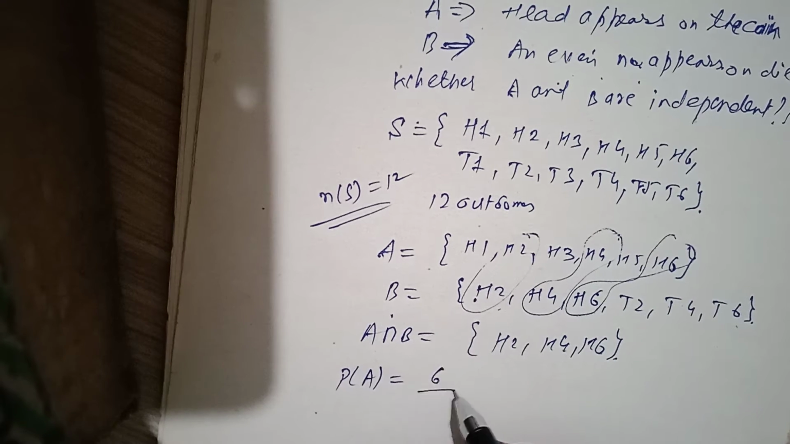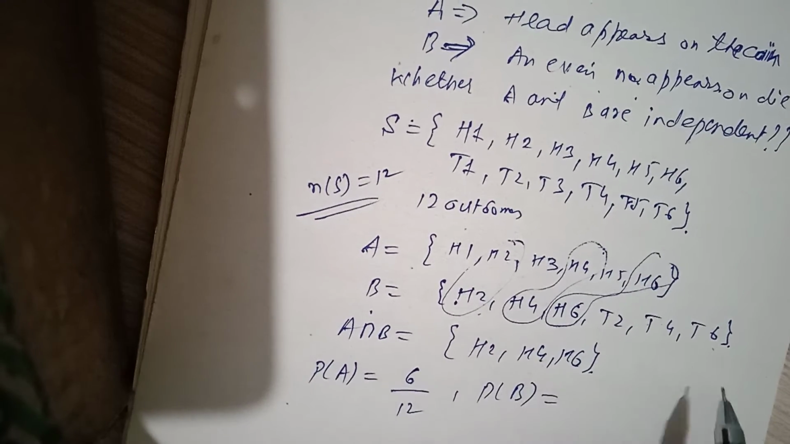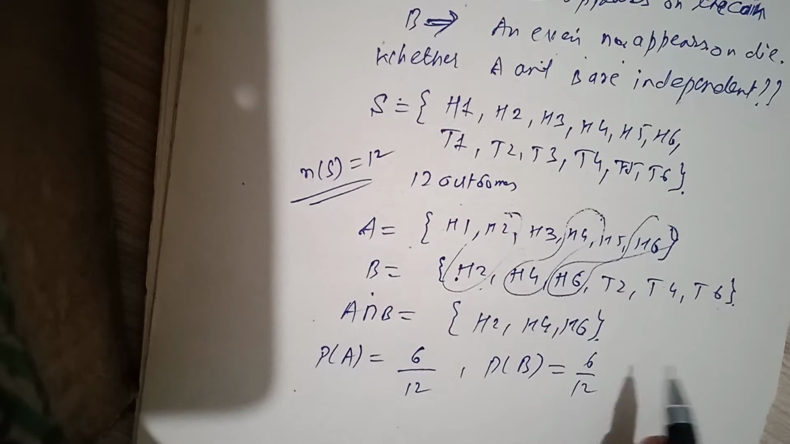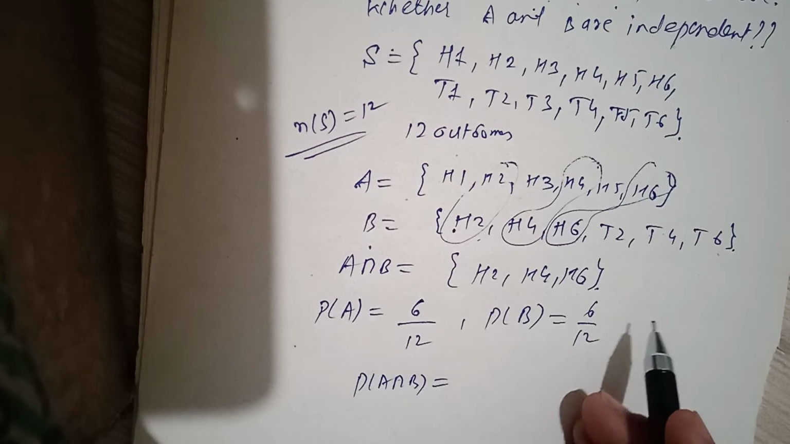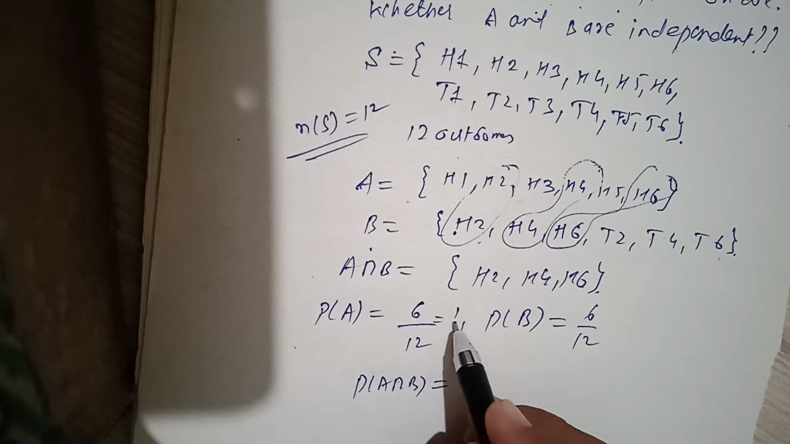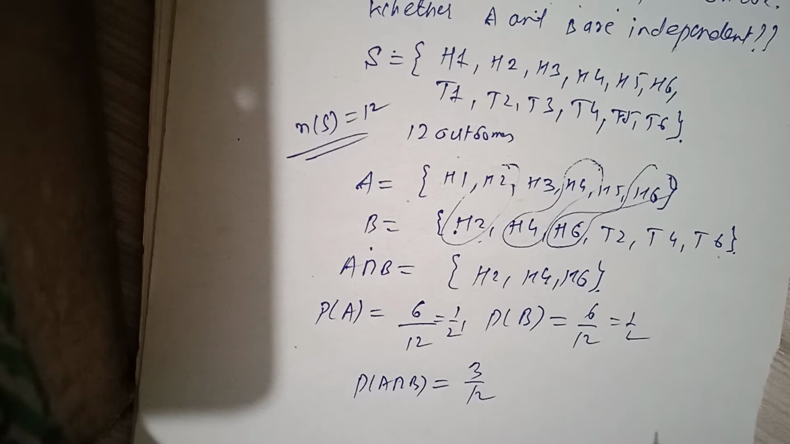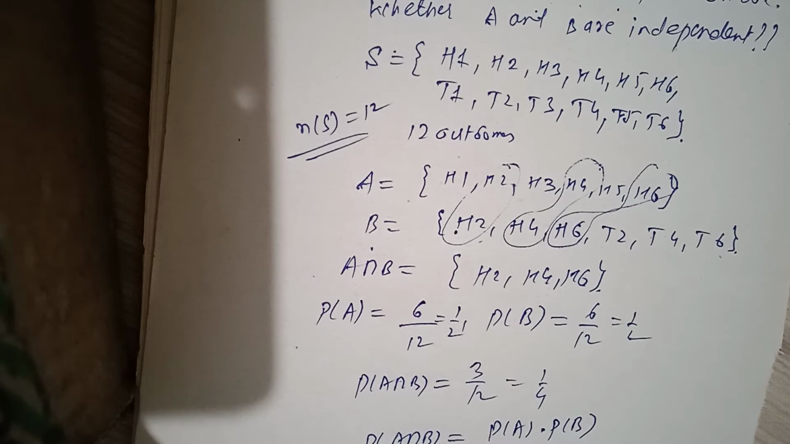What is the probability of A? Obviously 6 out of 12. What is the probability of B? Obviously 6 out of 12. What is the probability of A intersection B? It is 3 out of 12. So this is 1 upon 2, this is 1 upon 2, and this is 1 upon 4. Can I say that P of A intersection B is equal to P of A dot P of B? Yes, because 1 upon 2 into 1 upon 2 is 1 upon 4.